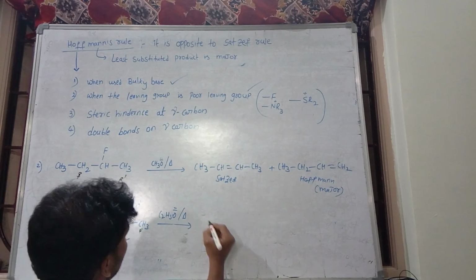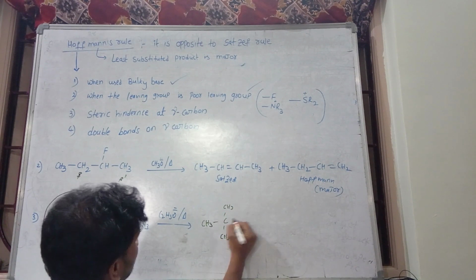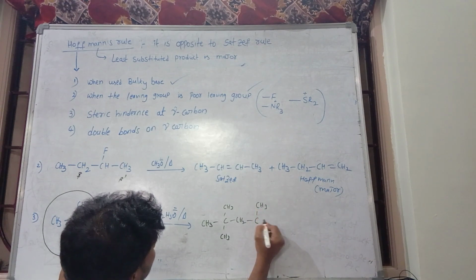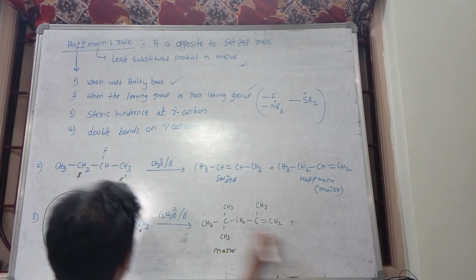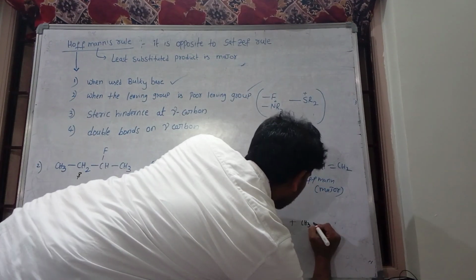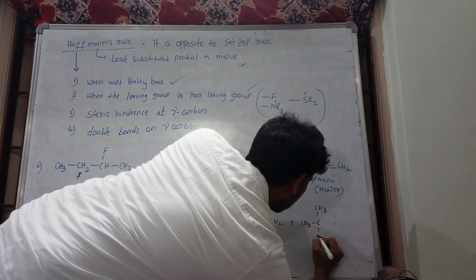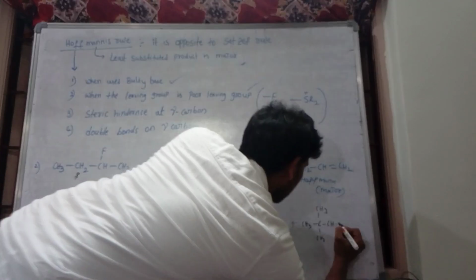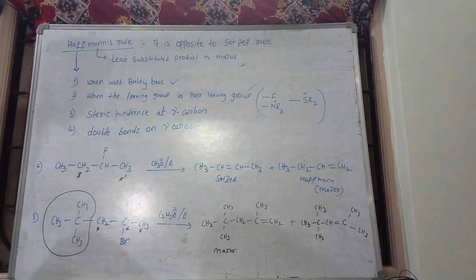Therefore, what is the major product? The major product is CH3, CH3, CH2, C3 double bond CH2. This is the major product. If hydrogen eliminates from here, then CH3, CH3, CH3, CH double bond C, CH3, C. This is the minor product.